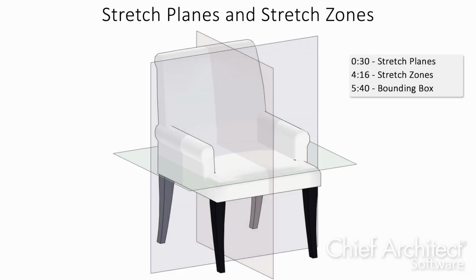In this video, we'll talk about stretch planes and stretch zones in Chief Architect, including using stretch planes to transform objects, using them for smart resizing, and setting up stretch zones. We'll be using some exaggerated examples to best illustrate what stretch planes are and how they work within Chief. They can be adjusted and can be very useful even for small transformations.